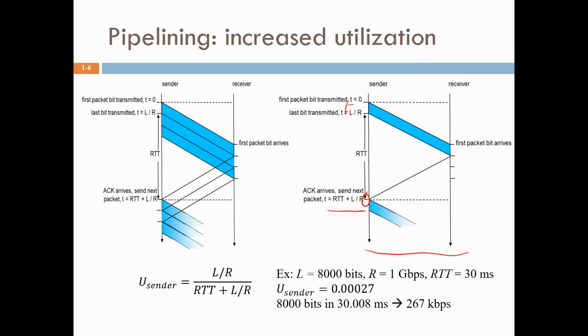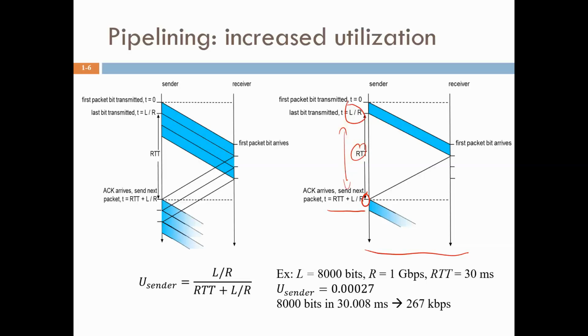L over R seconds. This is the time when the sender was actually busy sending a packet. For the remaining RTT, the sender was not actually doing anything. It was just waiting for the acknowledgement to arrive. So this RTT that the sender has waited is idle time. It is nothing. The sender was actually not doing anything.